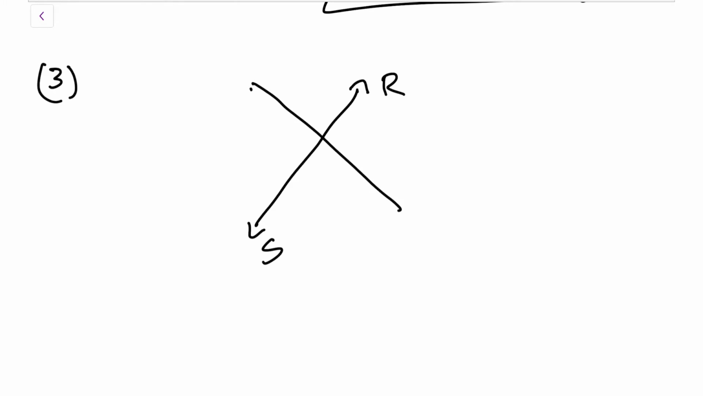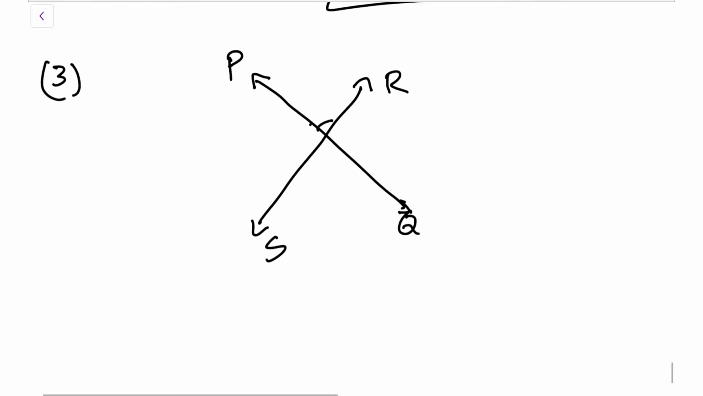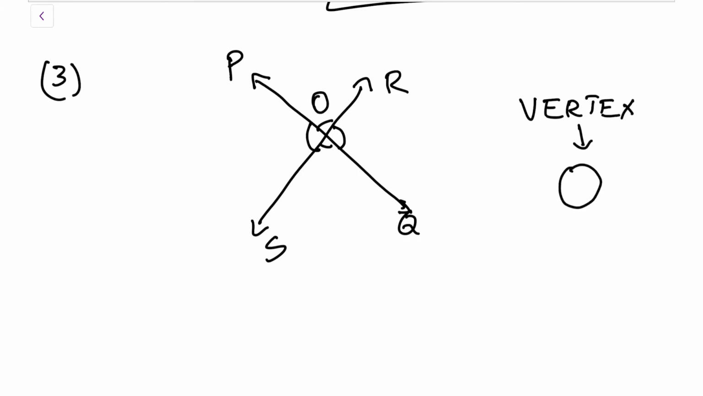RS, yes, PQ. Okay, as you can see, there are 4 angles formed: 1, 2, 3, 4 at this point O. Since 4 angles are formed at O, the vertex of all the angles is, what is the vertex? Vertex is O. Perfect. Very good.